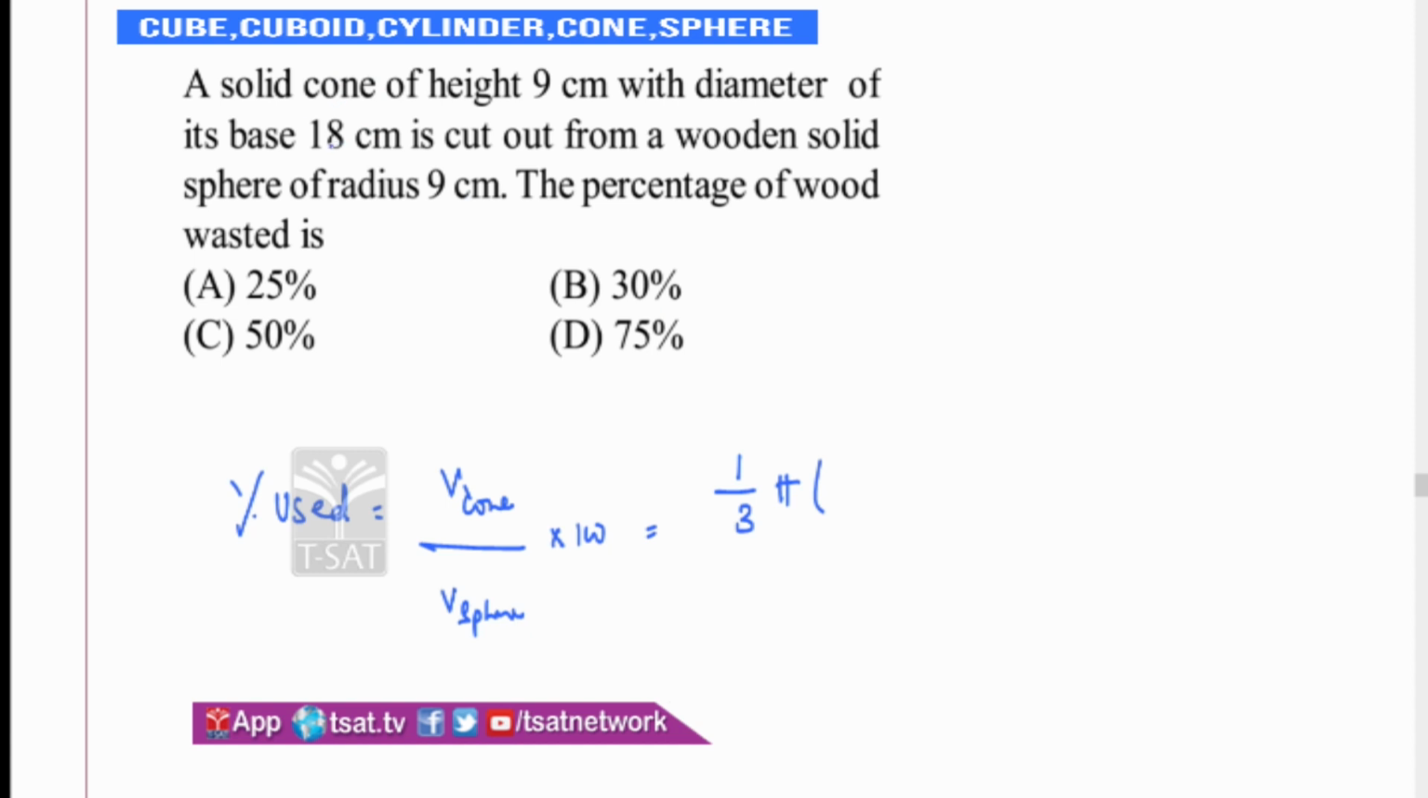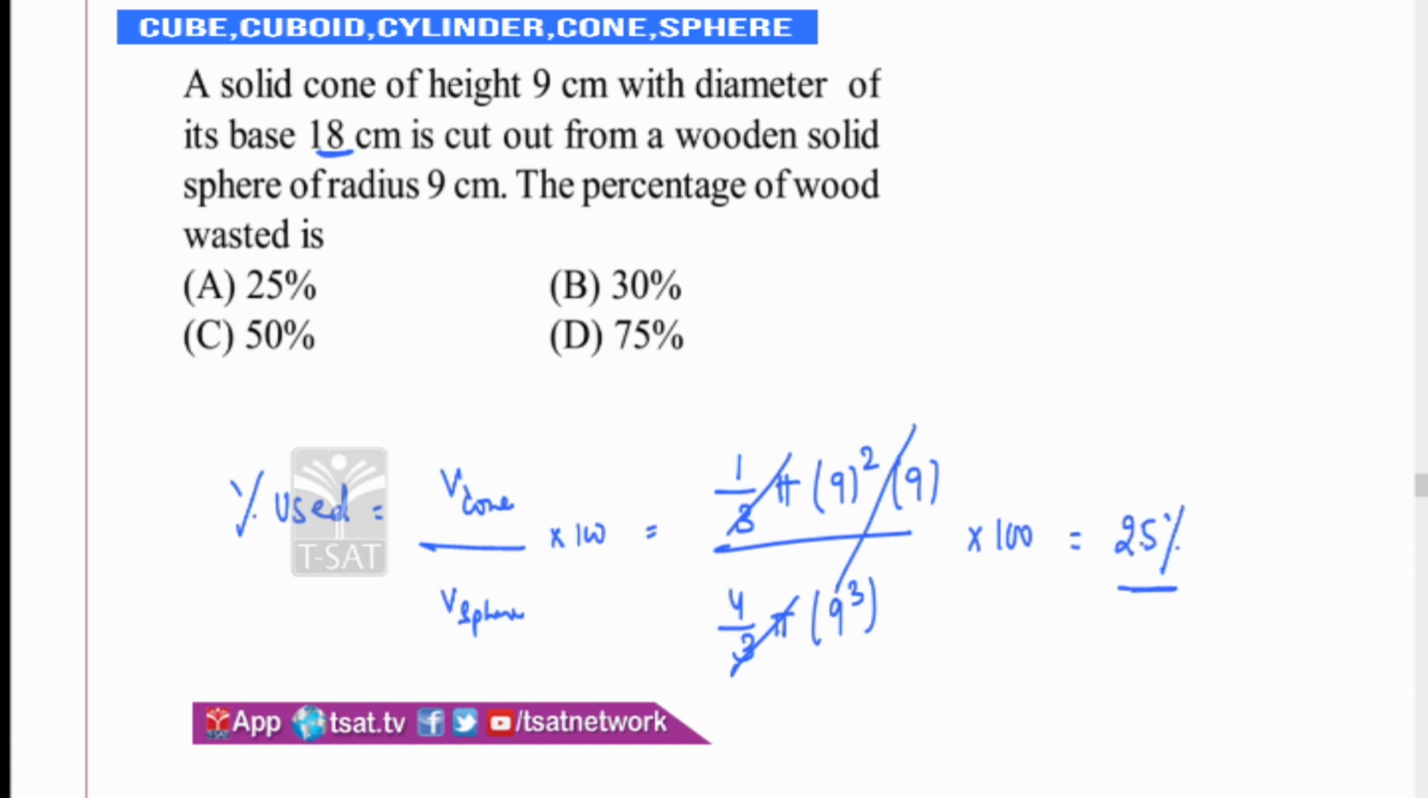Volume of cone is pi r square h by 3, or else 1/3 of pi r square h. Diameter is 18 means radius is 9. 9 square into 9 by 3, over 4 by 3 pi r cube, 9 cube. So therefore 9 cube cancels, pi by 3 cancels. You are left with 1 by 4 into 100. 1/4 of 100 is 25% of the wood used. If 25% of the wood is used, 75% of the wood is wasted. We have seen a similar kind of sum.